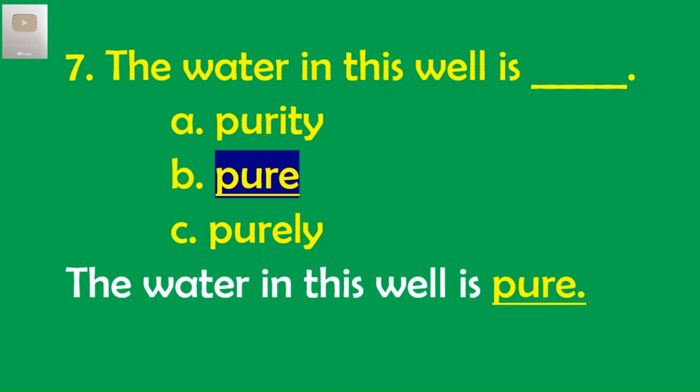B is the correct answer. That is pure. The water in this well is pure. Pure water, you are using the adjective here. Purity is a noun. We don't require a noun after is. We require a complement. I've already given you videos on sentence structure, so you will know. And purely is an adverb. We don't require an adverb here. So the water in this well is pure. That is the correct answer.